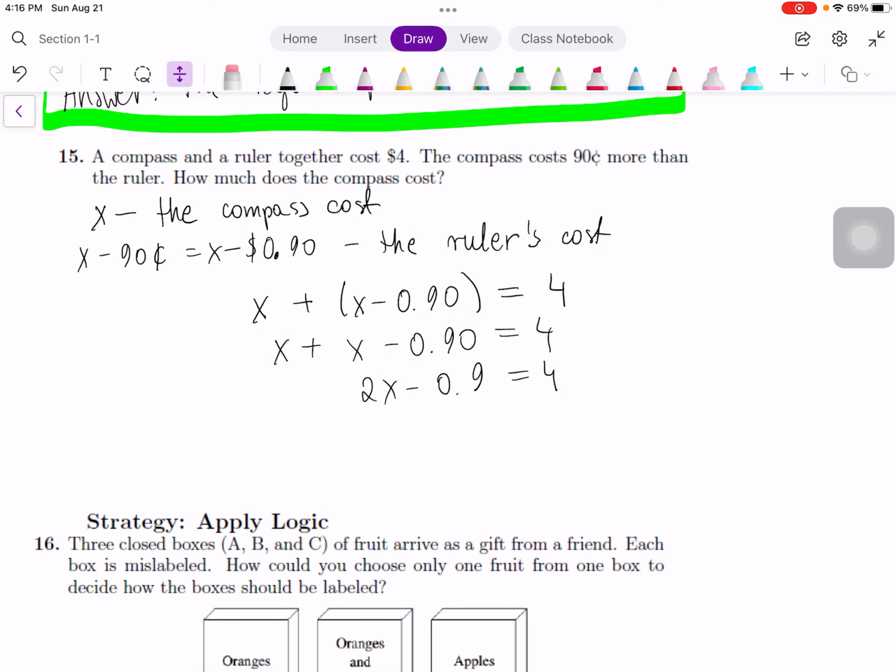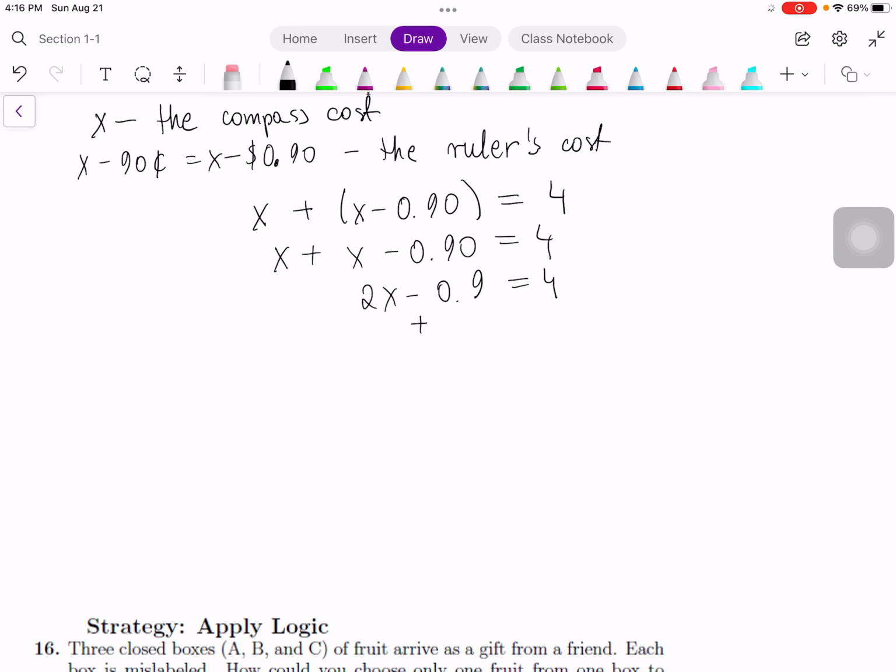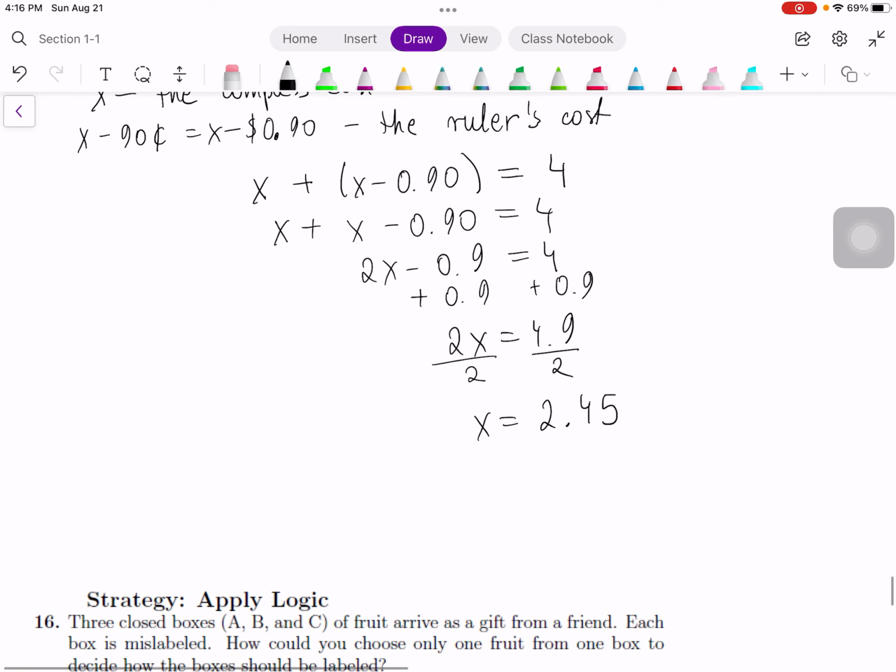Of course, you're going to add 0.9 to both sides, so 2x will be 4.9, and then you're going to divide both sides by 2, so x is going to be 2.45. So the compass costs $2.45.